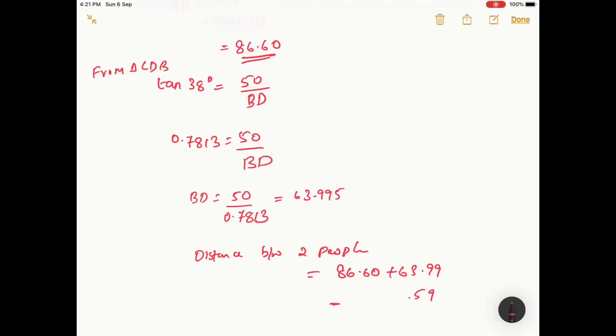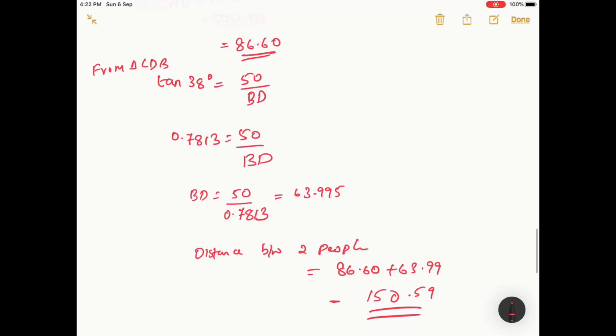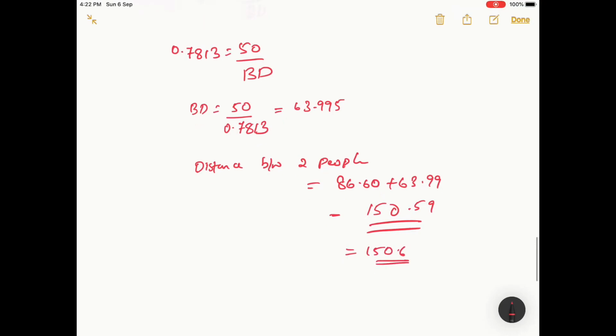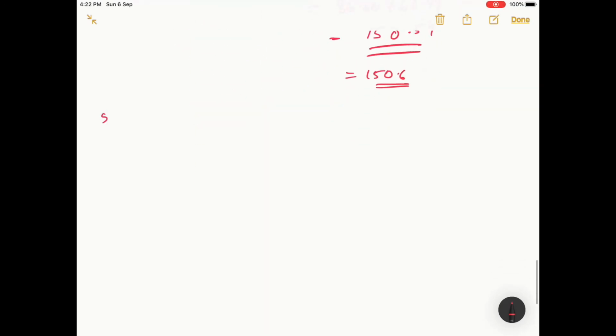So what do you get as the answer? 9, 5, 1 balance, 6 plus 3 plus 1 comes. So it is 150.59. You get the answer as 150.59. Okay. So you can write it clearly as 150.6. Okay. Now coming to the fifth question.